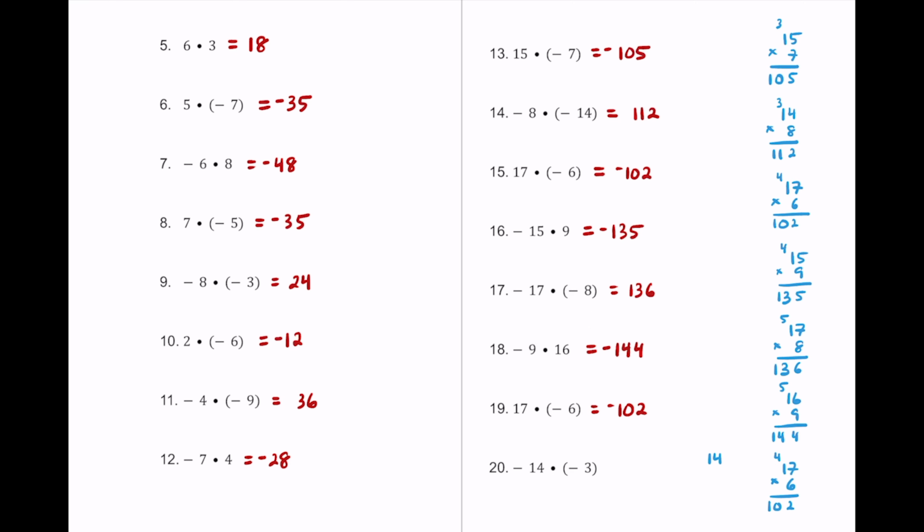So if we go ahead and just multiply their absolute values, 3 times 4 is going to be 12, carry the 1. 3 times 1 is 3 plus 1 is 4, so that's 42. And so we have the opposite of the opposite, so that's just going to be a 42.